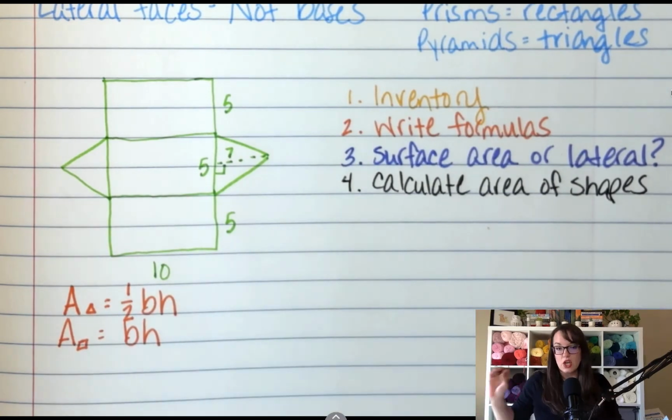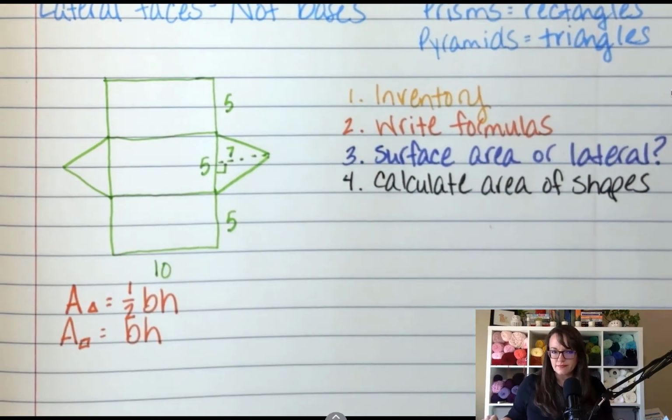All right. I'm going to do the triangles first because these are the ones that people mess up the most. Now, what kind of shape is this? It's a triangular prism. What's the base?